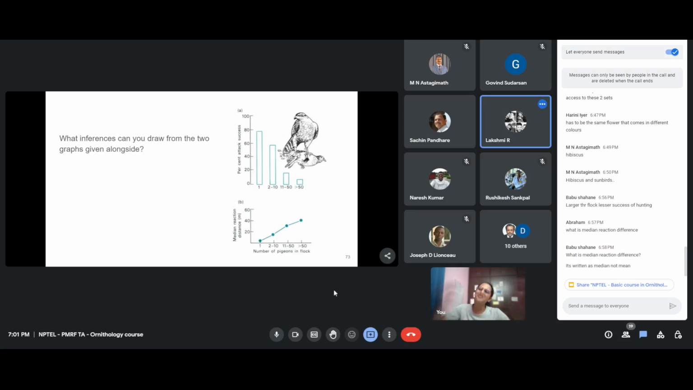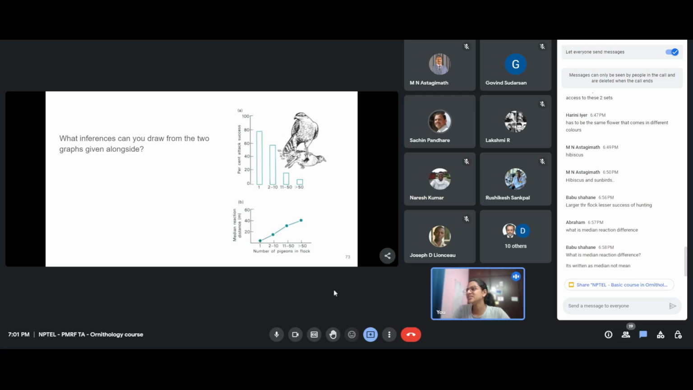One second, Lakshmi. Let one person talk, please. So I was thinking that if I'm a pigeon and I'm in a flock, I might feel safe when I'm in a bigger flock. So I might react later, a delayed response kind of thing, when there is an attack happening.